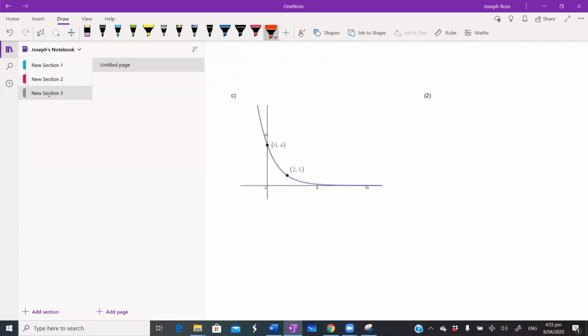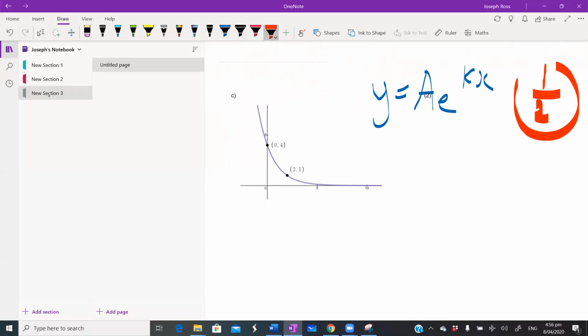And then question C here. So this is an exponential graph, and it's an exponential decay. Okay, so what we've got is something of the form y equals ae to the kx or ae to the minus kx. Either of those forms would be fine for the first half mark on this question.